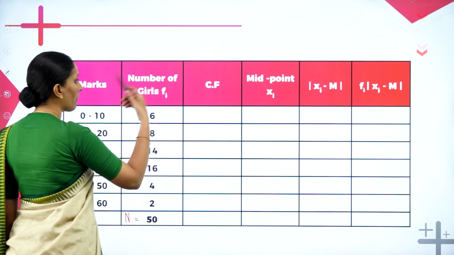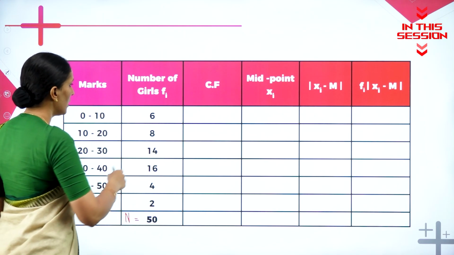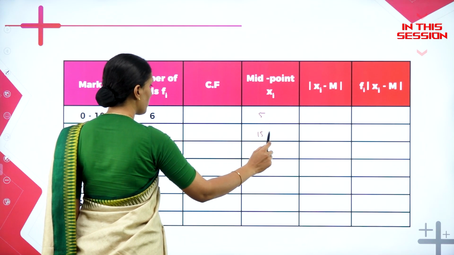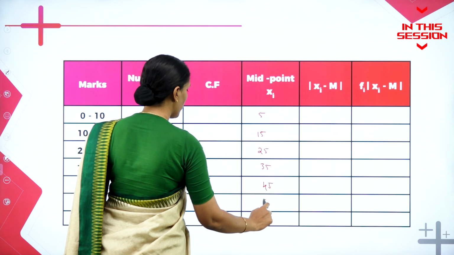So here either you can write the midpoint first or you can calculate the cumulative frequency. I'll always write the midpoint here. So 0 to 10, 5. Next is 15, 25, 35, 45, 55.